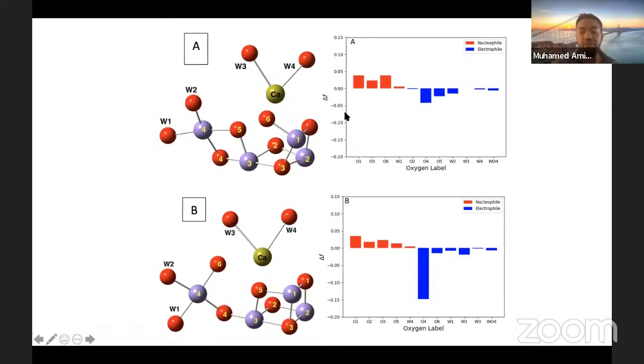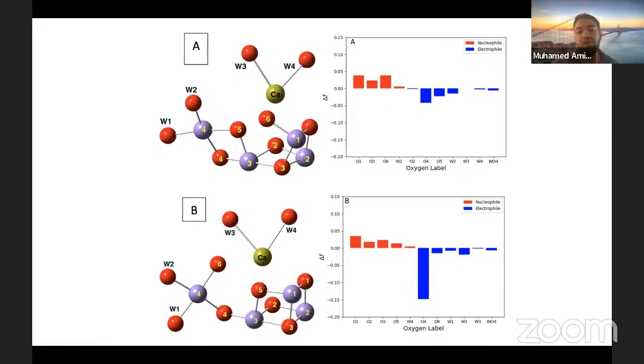So in this curve, what you see here in the bar graph is something called the dual descriptor. It's the quantum descriptor that is a measure for nucleophilicity and electrophilicity. So red is nucleophilic oxygens, and blue is electrophilic. Okay, so you see here that the oxygens on the terminal are electrophilic, and the oxygens on the cube are nucleophilic.